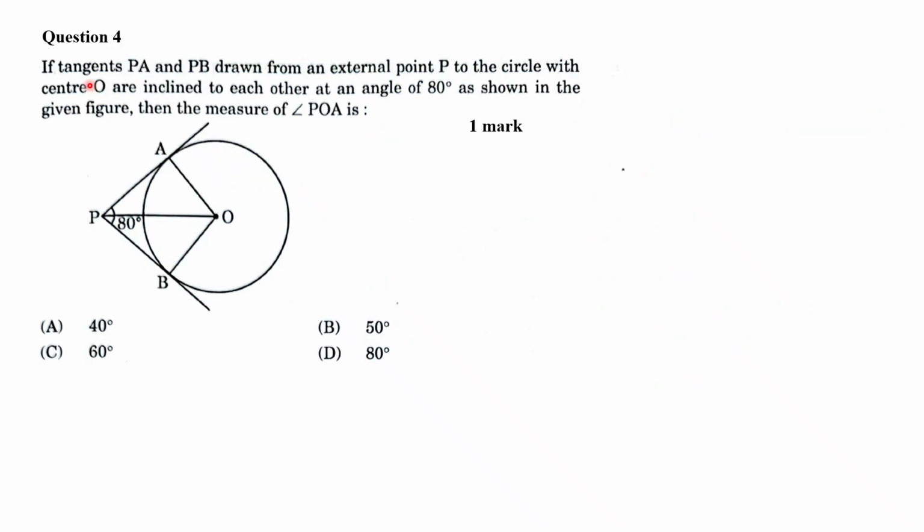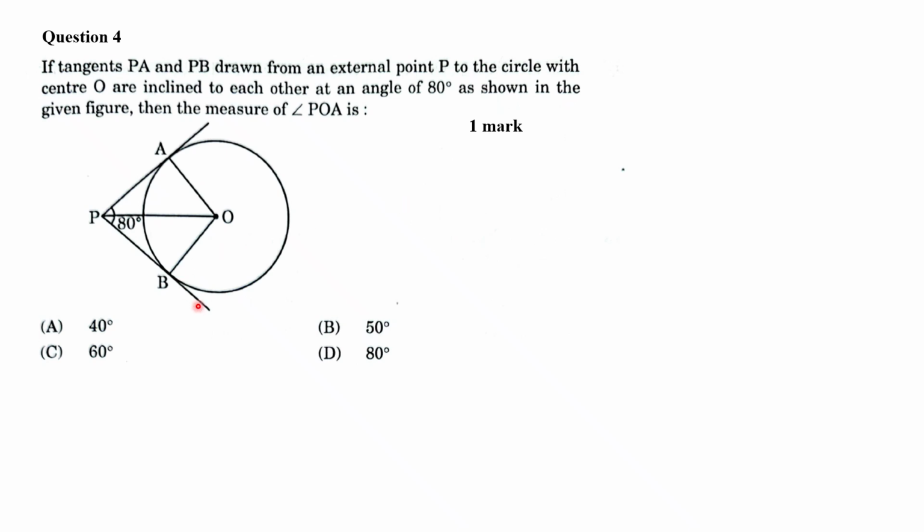Question number 4. If tangents PA and PB drawn from an external point P to the circle with center O and inclined to each other at an angle of 80 degree as shown in the given figure, then the measure of angle POA is. Okay, now for this question there is a theorem also.